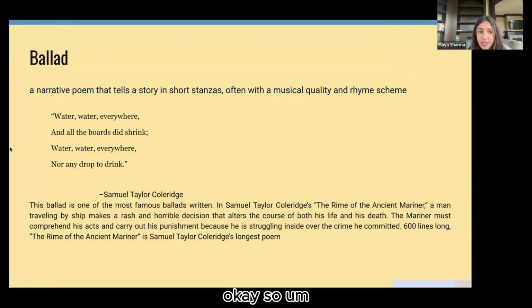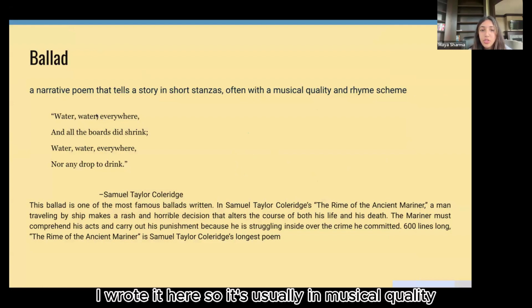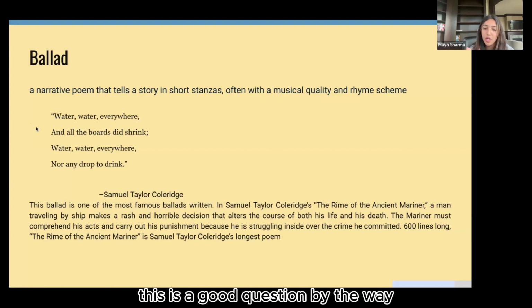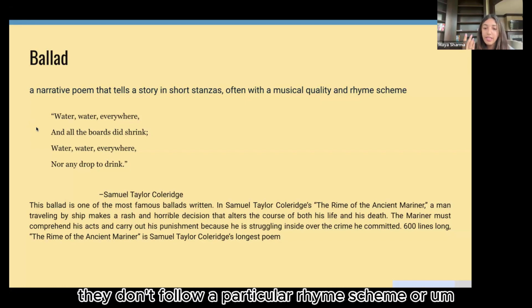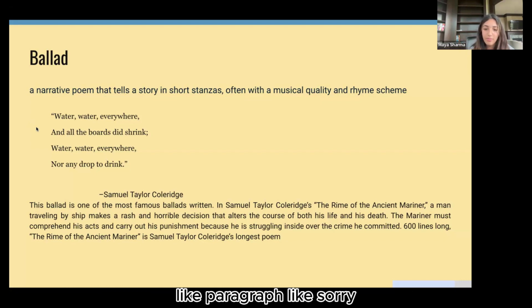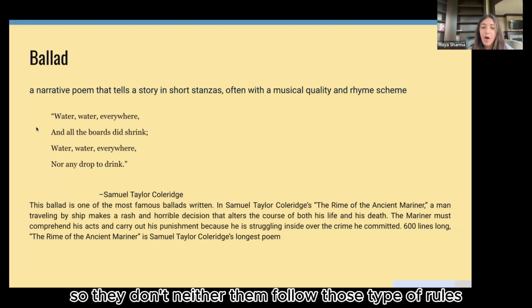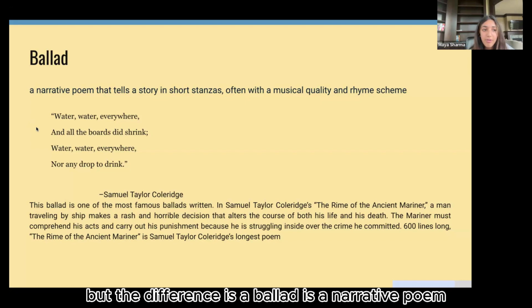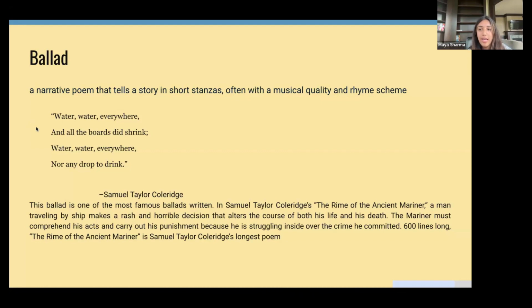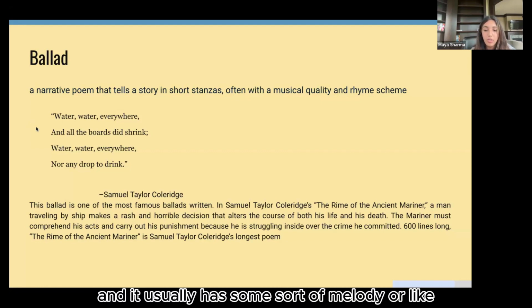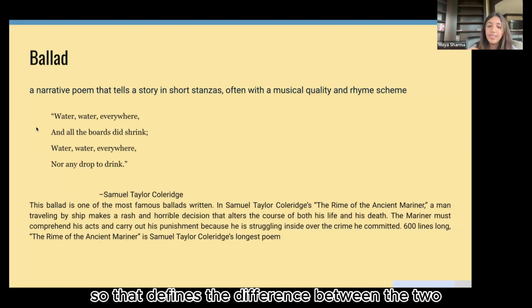Oh, okay. So a ballad is a narrative poem. I wrote it here. So it's usually a musical quality. This is a good question, by the way. Thank you for asking, because both ballad and free verse don't follow a particular rhyme scheme or, sorry, what's the word? Syllable count. So neither of them follows those types of rules. But the difference is a ballad is a narrative poem. So it tells a story. And it usually has some sort of melody or musical quality to it. So that defines the difference between the two.